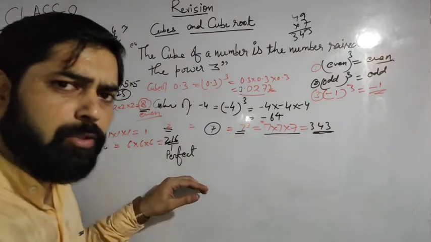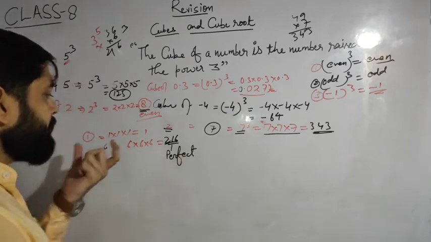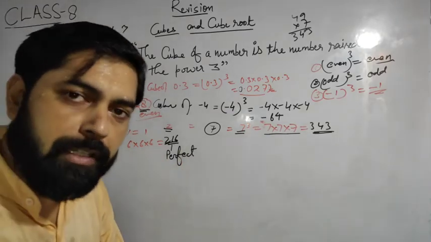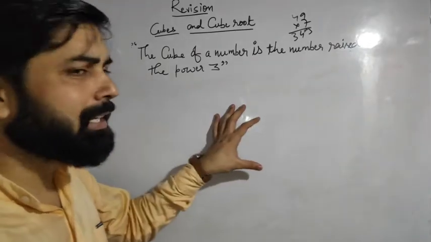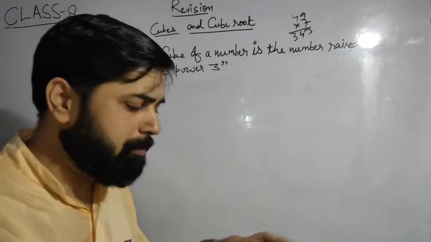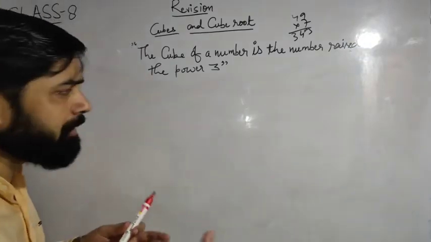It means if you multiply any number 3 times, the answer you get is the perfect cube of that number. Now the next topic is how we can check whether a number is a perfect cube or not. So how will we check whether a number is a perfect cube or not?